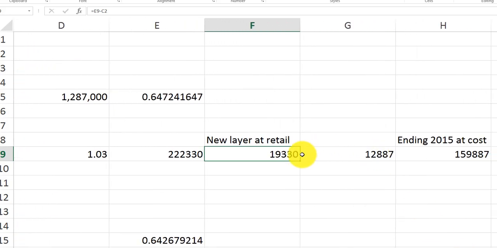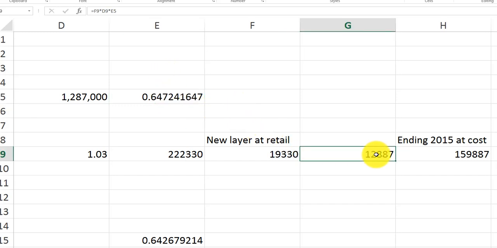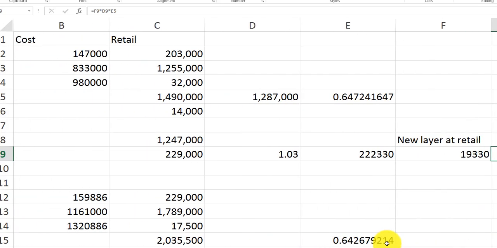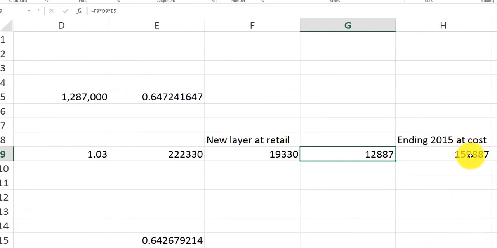Finally, then we convert it to cost. How do we do that? By multiplying it by this here. That's why we took the pause to figure this out. And that is our new layer at cost. We simply take that new layer, add it to our cost at the beginning, and that is our ending inventory at cost for the year. Okay?